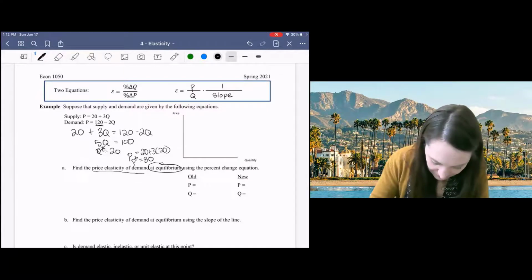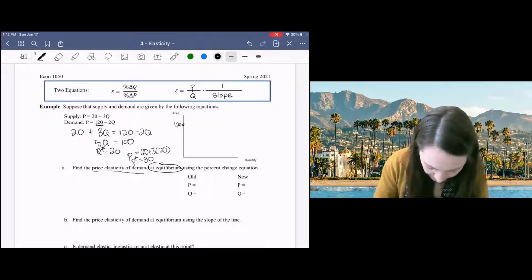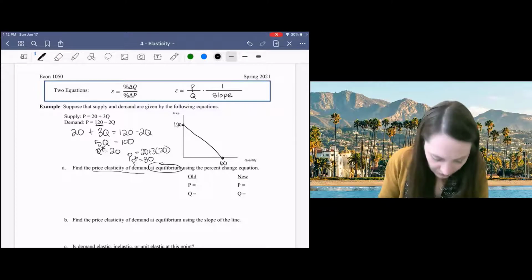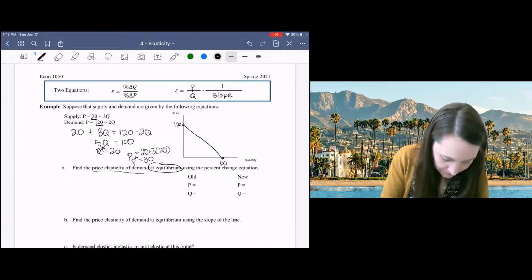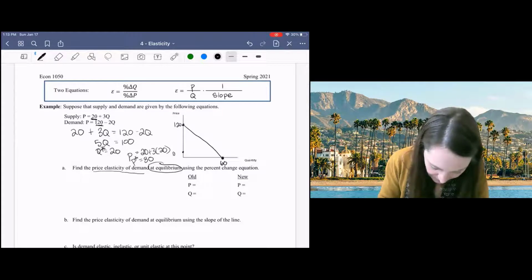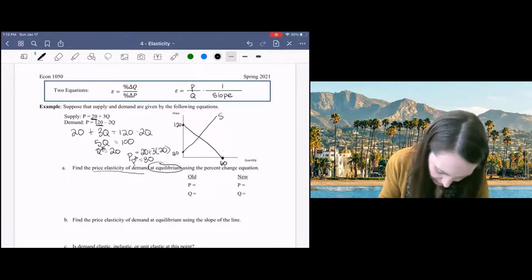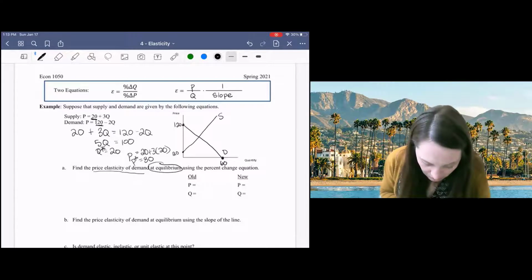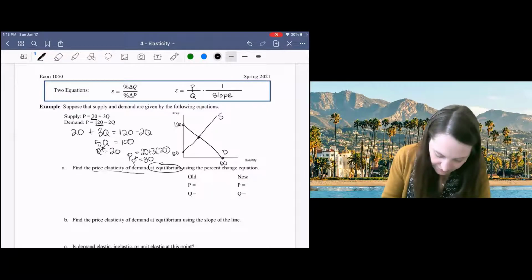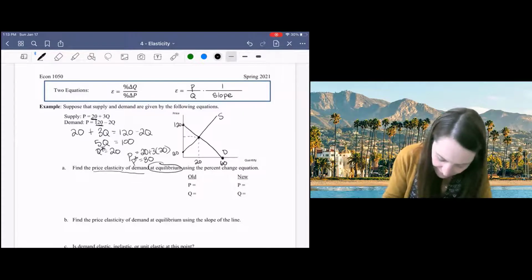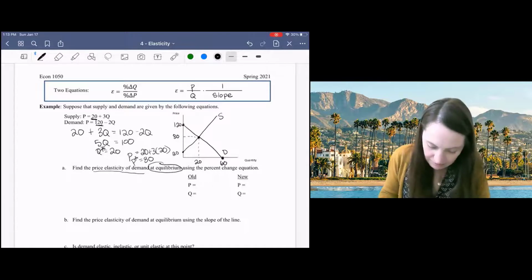My y-intercept is 120 for demand and 120 divided by 2 for the x-intercept. For supply, the y-intercept is 20. And I can see from the slope, it's a bit steeper than the demand curve. So I'll draw it like this. Okay, now I know my equilibrium point is a quantity of 20 and a price of 80.